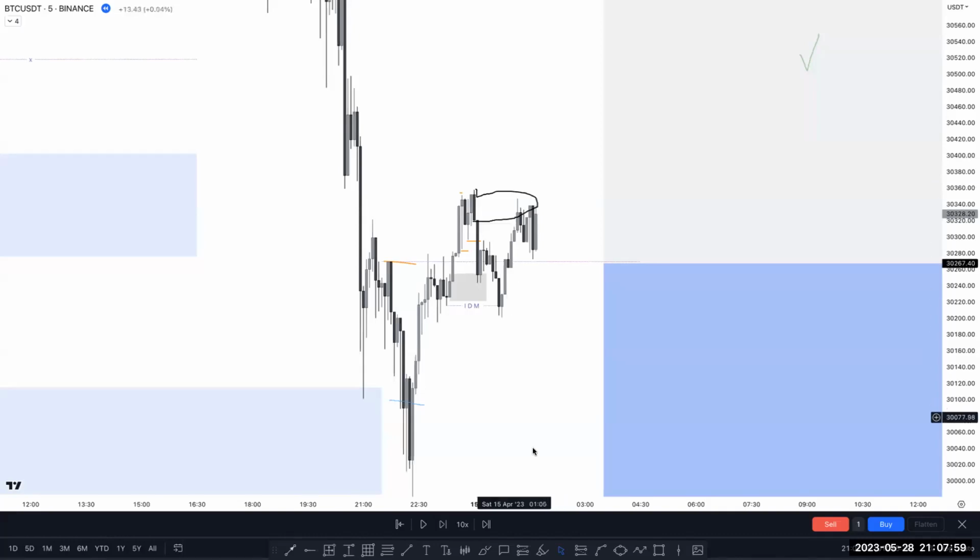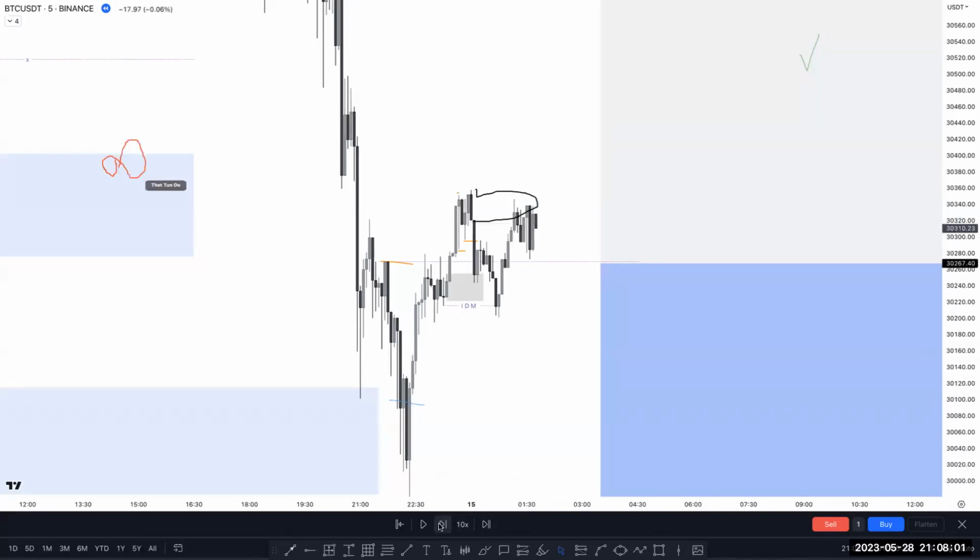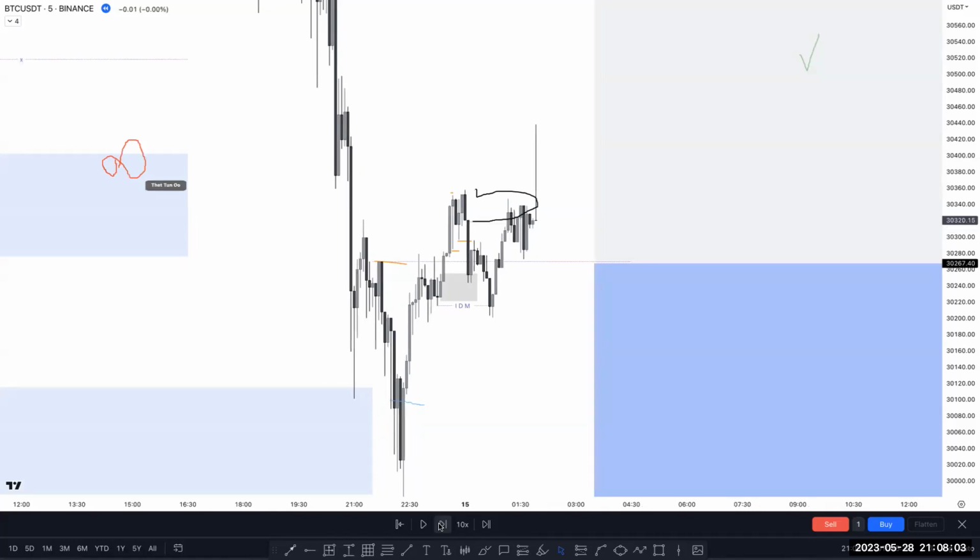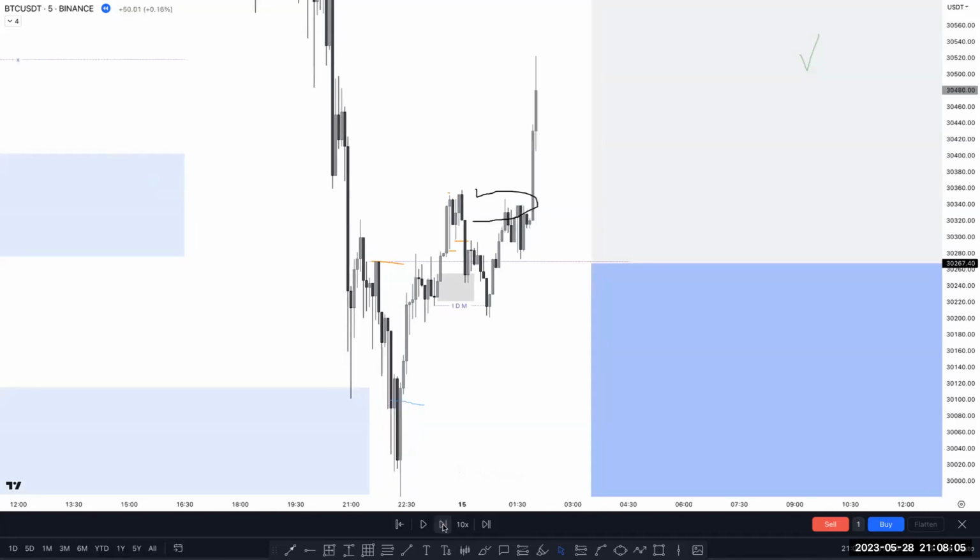Yes, sir. Exactly. You marked it very well. Perfect. This is a flip. Supply converted into demand. Why not this one? Sir, this one, we use as the first pullback. After breaking the structure, we use the first pullback. That's why I use it. This is also valid. We use the recent pullback.